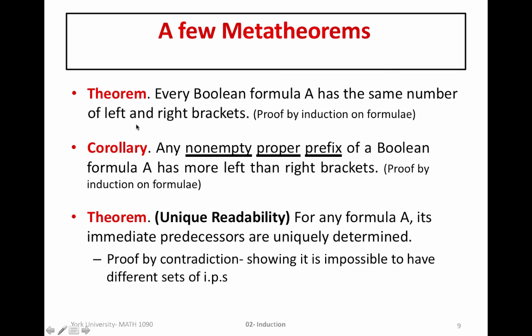So we can prove using induction on formulae that every Boolean formula A has the same number of left and right brackets. This is a property of formulae, so it is considered a meta-theorem. We can also prove that any non-empty proper prefix of a Boolean formula A has more left than right brackets. Again, we can prove this by induction on formulae. In fact, we won't prove either this corollary or this theorem in class, but you can look at the proofs in the textbook. All right.